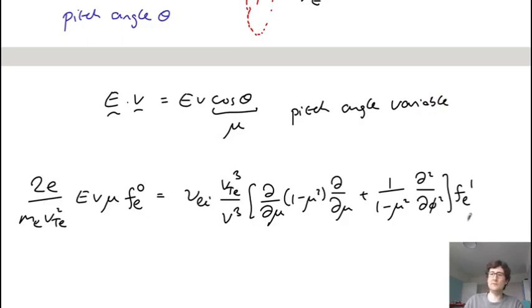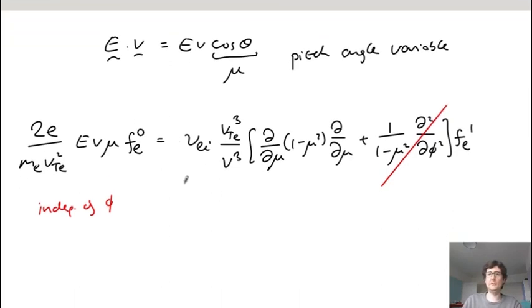So here on the right hand side, this is the Lorentz collision operator in terms of this mu parameter for the pitch angle. Now one thing is that this left hand side doesn't depend on phi, the azimuth angle, so this whole right hand side must also be independent of phi. We're not differentiating phi here, and so f_e1 must also be independent of phi. So this whole term here can also go. Now we're just left with this operator, a second derivative in mu operating on this, which you have to invert.